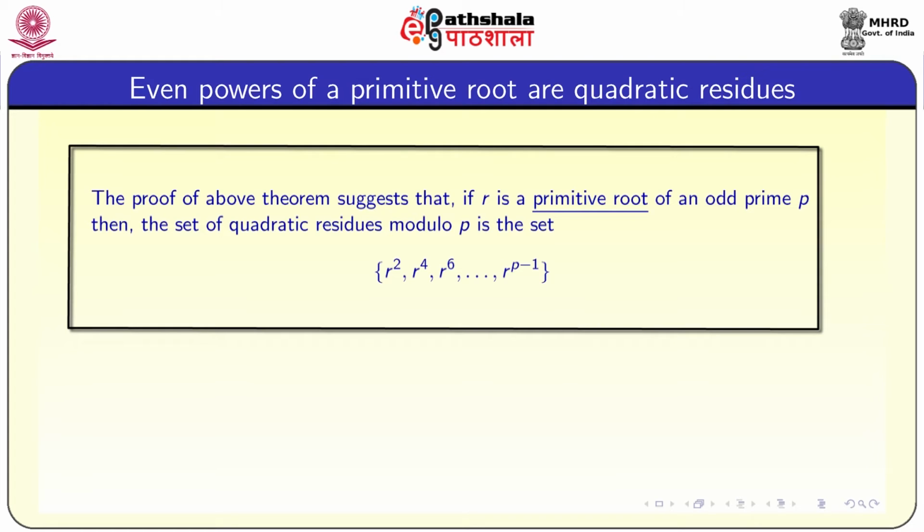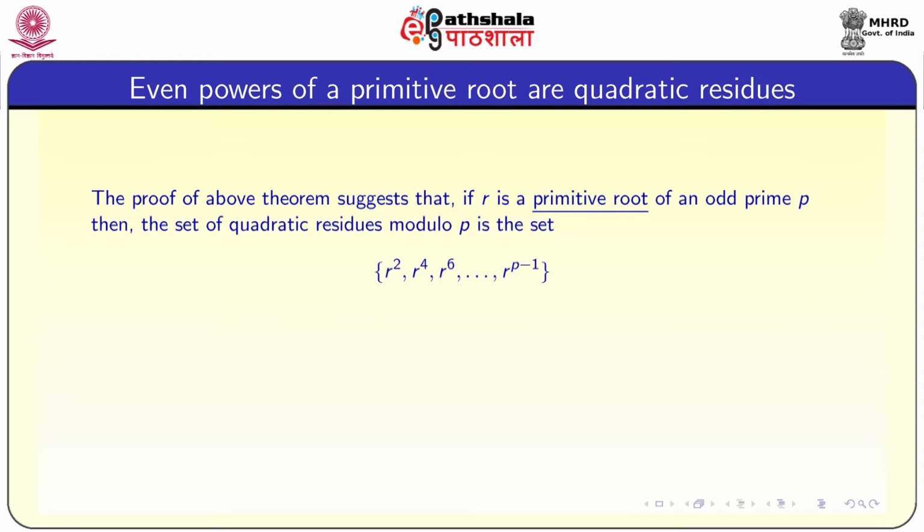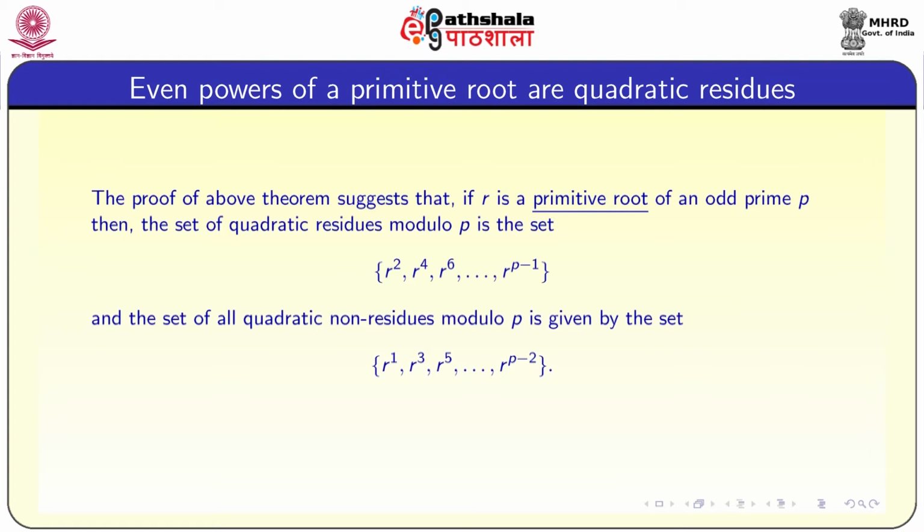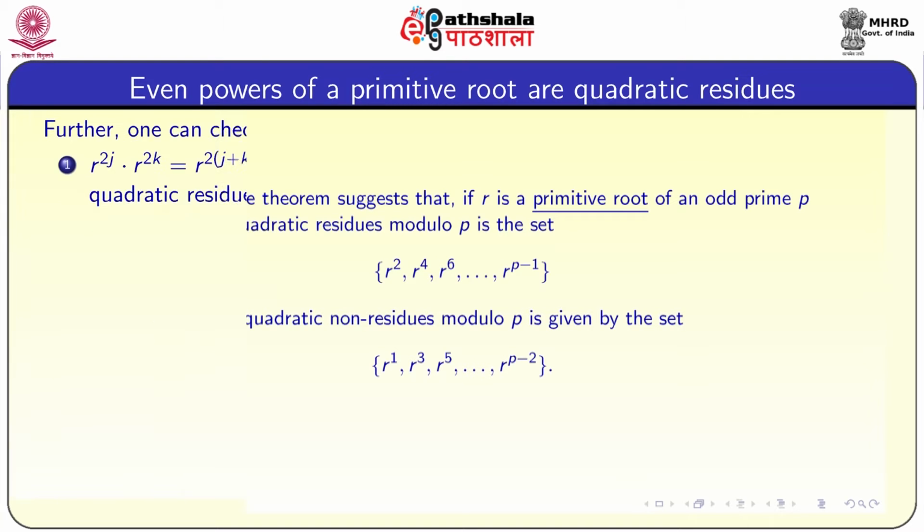So, the proof of the above theorem suggests that if r is a primitive root of an odd prime p, then the set of quadratic residues modulo p is the set r^2, r^4 and so on up to r^(p-1), and the set of all quadratic non-residues modulo p is given by the set r^1, r^3 and so on up to r^(p-2). This is one of the important applications of primitive roots. In a given odd prime, if you are able to find one primitive root, then it is possible to find all quadratic residues as well as all quadratic non-residues modulo p.